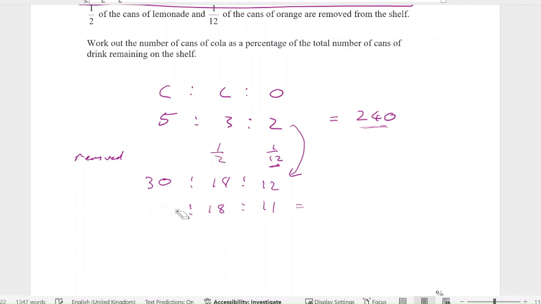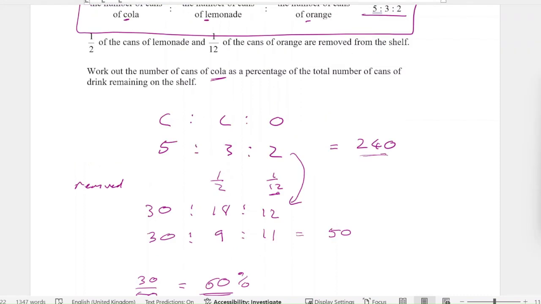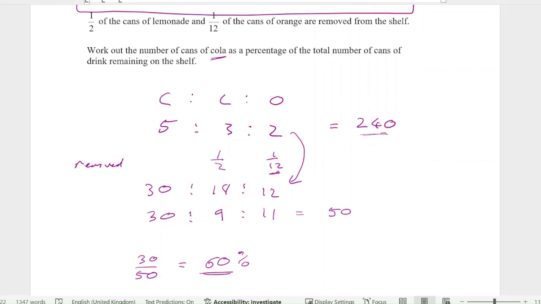So what I've actually done is fine up to this point, but that should be 30 and that should be 9. So now my parts of my ratio, I've got 30 plus 9 plus 11, so I've got 50. If I'm expressing the cola as a ratio of the total, that's going to be 30 out of 50, which is going to be 60%. That question did lead you to, we didn't actually need that 240, we could have done it just with the ratios. That's kind of a bit of a shorter way of doing it.